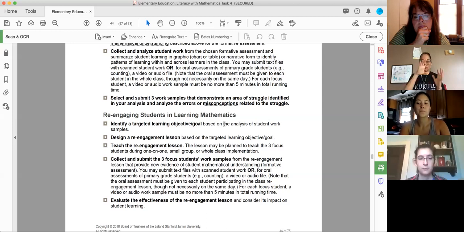So you do that for all your students, but when it comes to what you submit in terms of student work, you're only focused on those 3 work samples, okay? So as you see there in that last point before re-engaging students in learning mathematics, it says select and submit 3 work samples that demonstrate an area of struggle identified in your analysis, and analyze the errors or misconceptions related to the struggle.